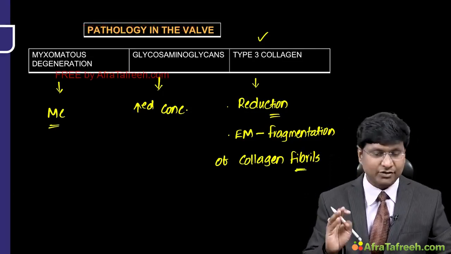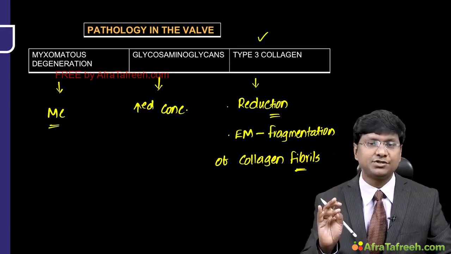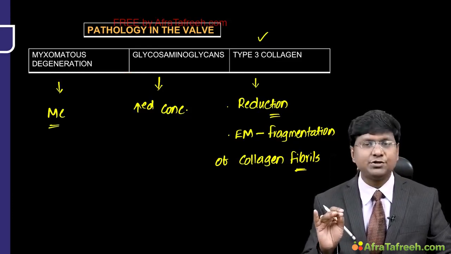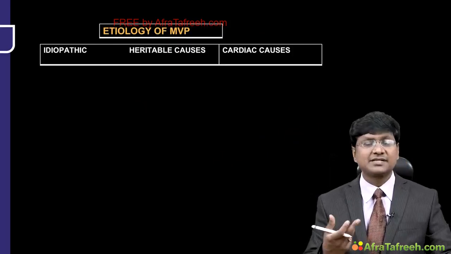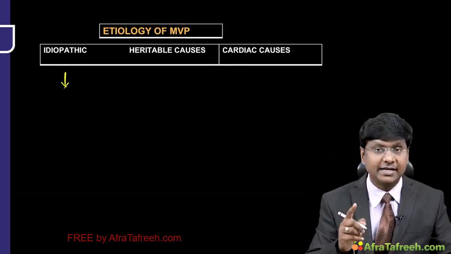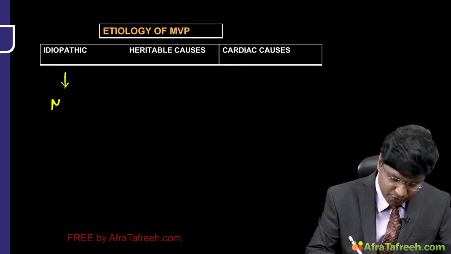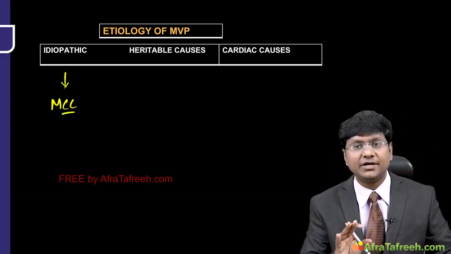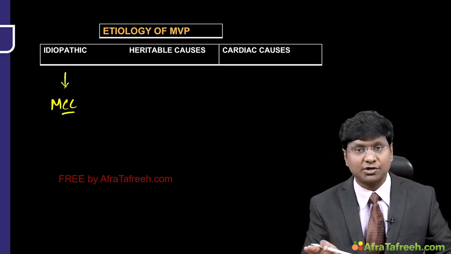Now, that is about the pathology. Number 1, myxomatous degeneration. Number 2, excessive accumulation or increased concentration of glycosaminoglycans, and reduction of type 3 collagen within the mitral valve. Now, let me discuss the etiology of mitral valve prolapse. If the question is asked, what is the most common cause of mitral valve prolapse syndrome? The etiology is not known. It is idiopathic.